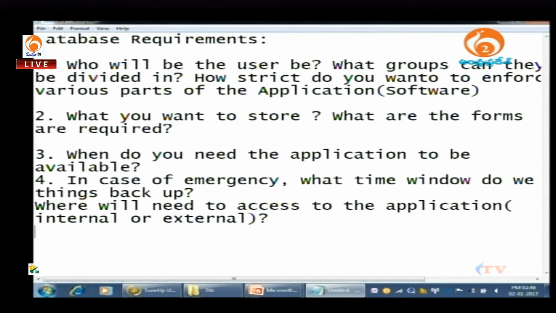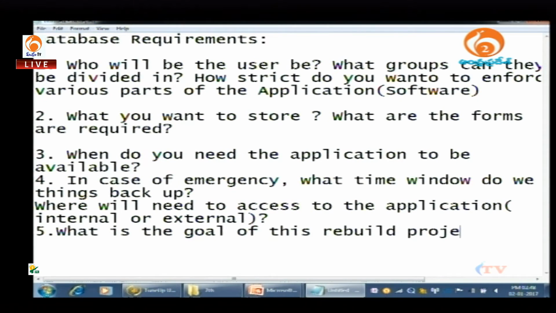Next, the fifth one: what is the goal of this rebuild project? That is, what is the reason they want to move from Access to some other, if they want to move from one technology to another technology.